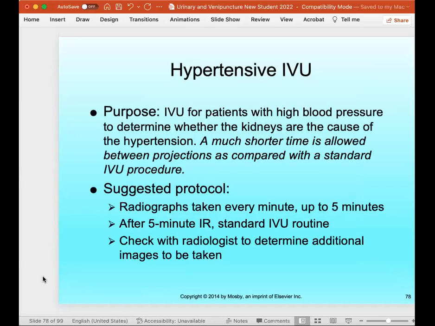Then we have what a hypertensive IVU is. It's just like an IVU, but this is done for patients with high blood pressure to determine whether the kidneys are the cause of the high blood pressure. It requires a shorter time between projections in comparison to the regular IVU. And this is the suggested protocol.